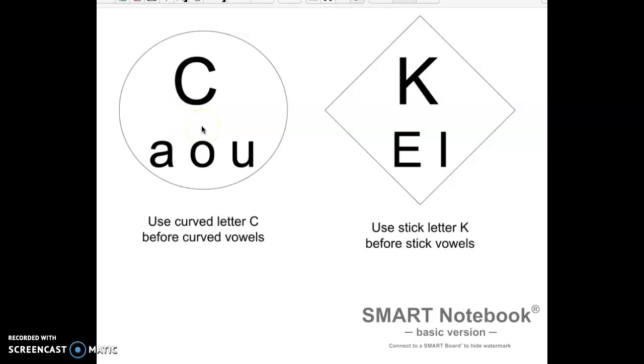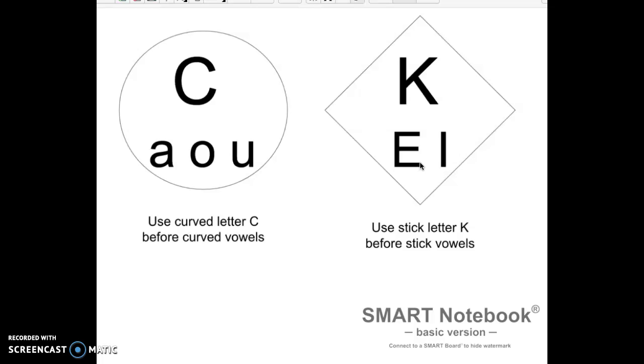So I'd like you to write some words down and remember that you use a C if it has an A or a U and a K if it has an I or an E. The first word that I'd like you to write down is cat, cat.